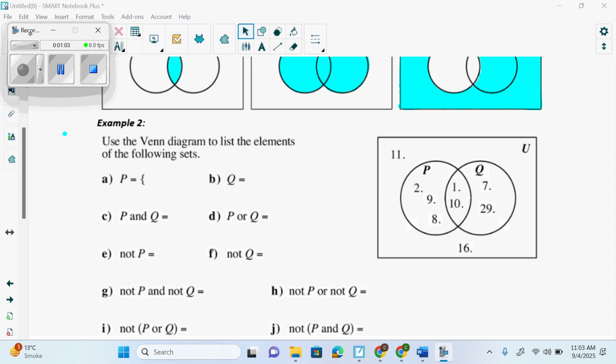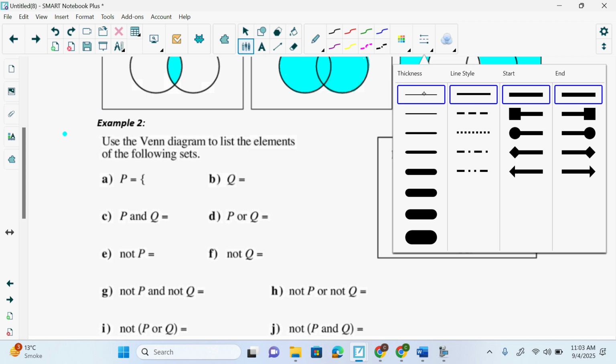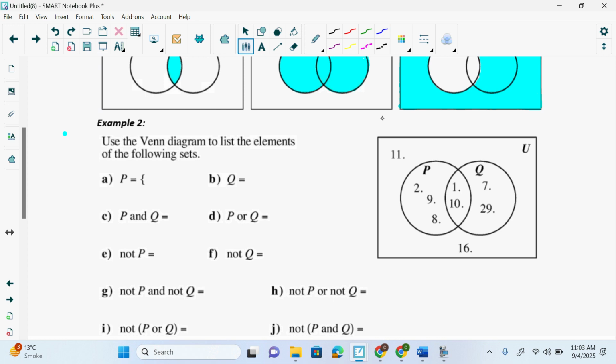All right. So here it says, use the Venn diagram to list the elements of the following sets. So set P, what are the elements in P? Does it say P only or does it say P? It says P, correct? So what's in P? 1, what else? That's a highlighter. That's not going to help. So that's the P circle. So it's 1, 2, 8, 9, 10, right?